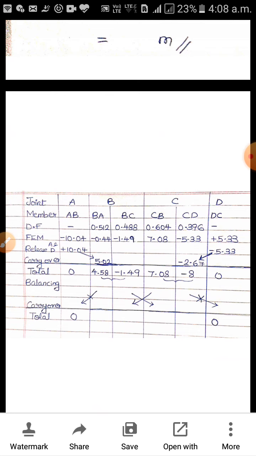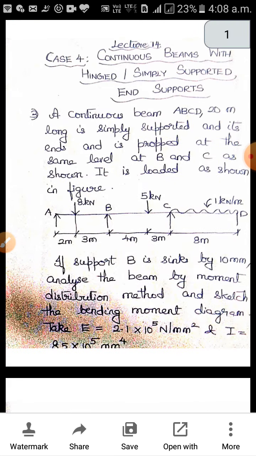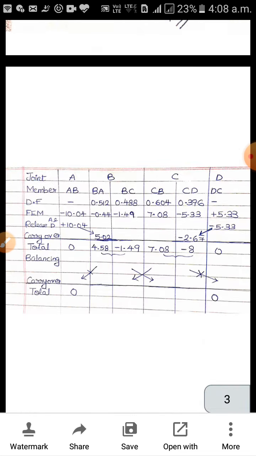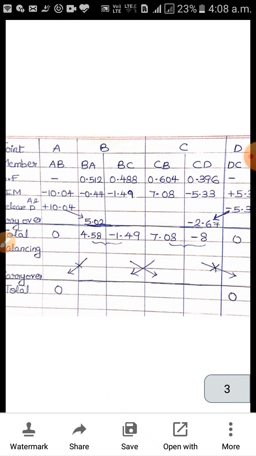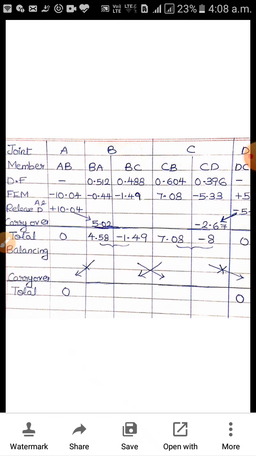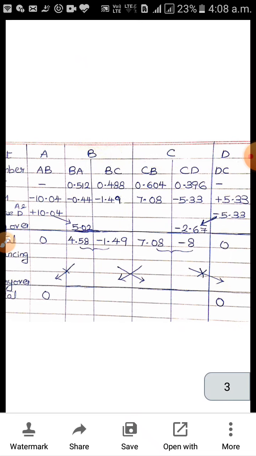You also have the answers for fixed end moments. So now this case number 4, where A and D are the end supports, which are hinged. See here, I have all the values. Now the very first step is to make the moment at the hinged ends equal to 0. So at A it should be 0, and at D it also should be 0.